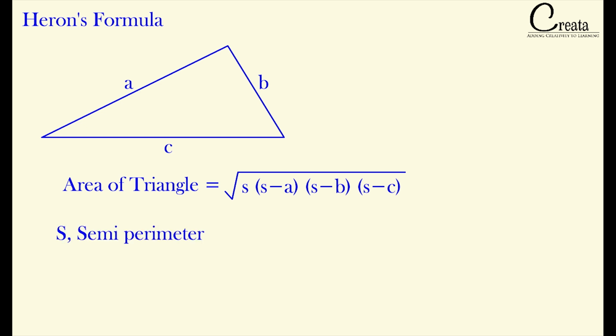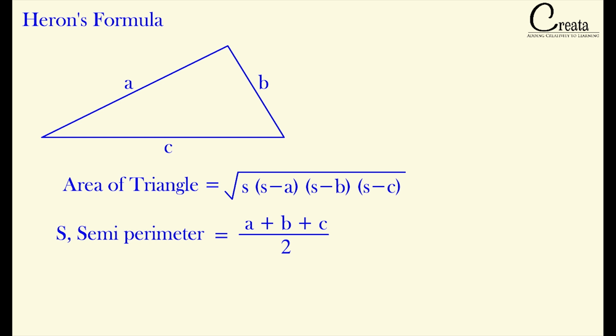We know the perimeter of a triangle is the sum of three sides of the triangle, that is A plus B plus C. We know A plus B plus C is the perimeter of the triangle, and semi-perimeter is the half of the perimeter, which will be equal to A plus B plus C upon 2. So S is the semi-perimeter and A, B and C are the three sides of this triangle. Okay, got it? In any case, if we know the three sides of any triangle, we can apply this Heron's formula to find the area of that triangle.